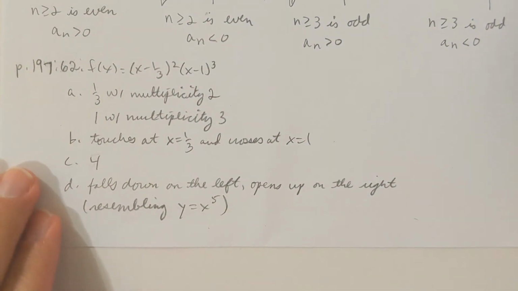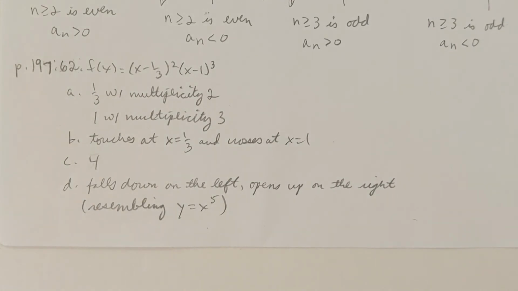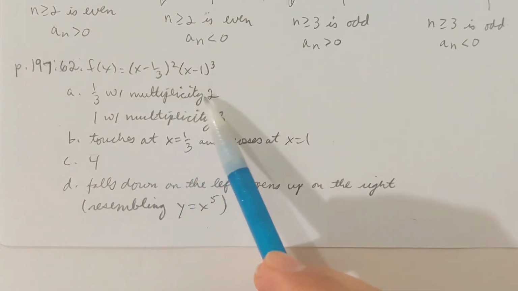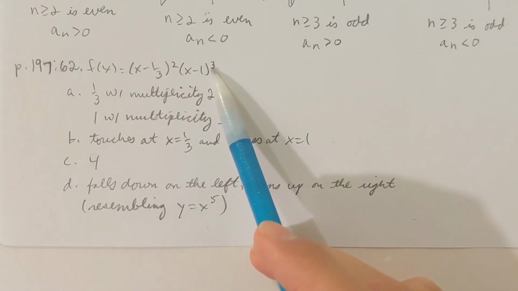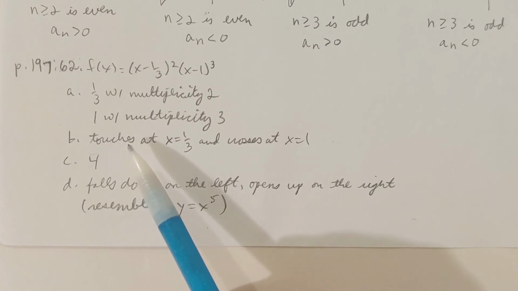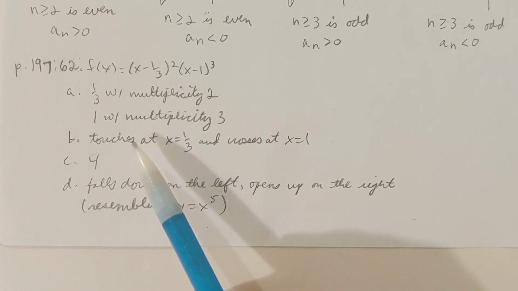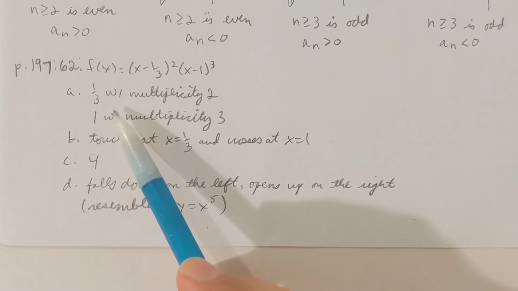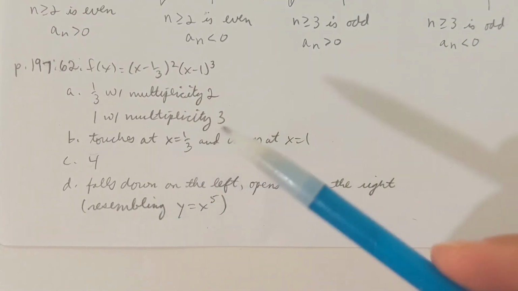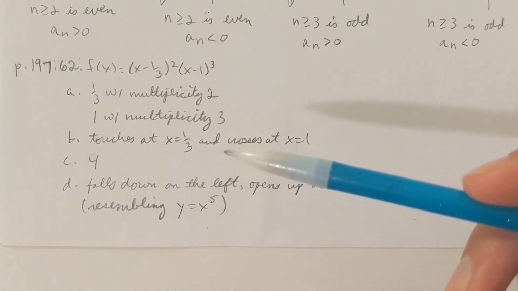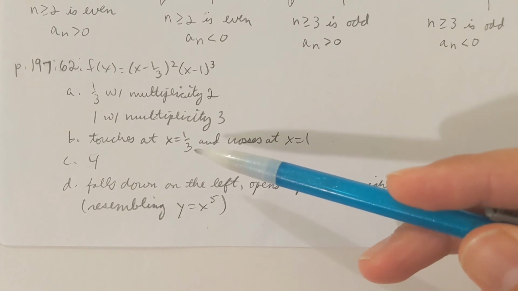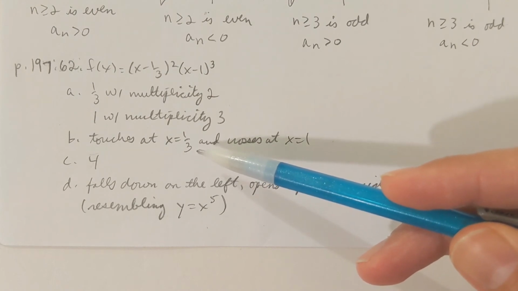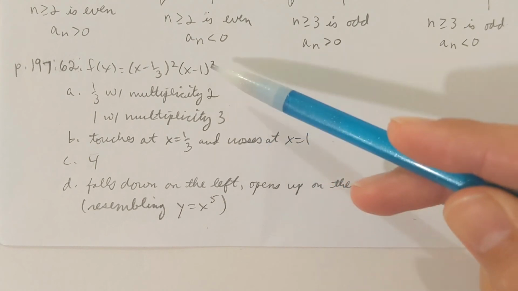Let's see here. So, part A, I need to list each real zero and its multiplicity. 1/3 and 1 are the real zeros. 1/3 has a multiplicity of 2. 1 has a multiplicity of 3. Okay. Part B, determine whether the graph crosses or touches the x-axis at each x-intercept. Okay, well, at 1/3, we've got a multiplicity of 2, so I know that the graph is going to touch the x-axis there at x equals 1/3. Think of y equals x squared, something simple, where it touches at x equals 0. It's going to touch at x equals 1/3 and cross at x equals 1, since there's a multiplicity of 3.